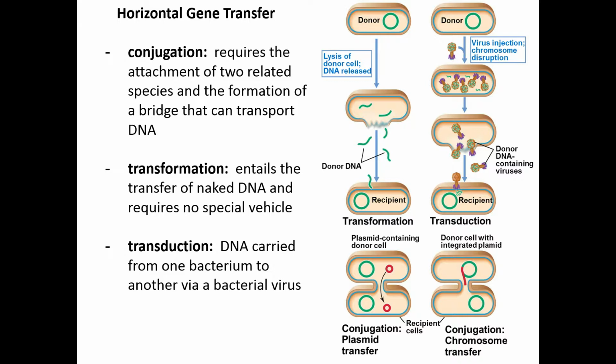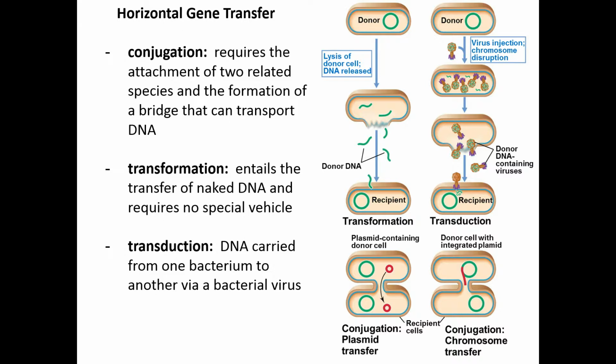You have transformation. Transformation is basically the uptake of naked DNA from the environment. All right, so bacterial cells just take up naked DNA into the host cell, and that naked DNA can incorporate itself through homologous recombination into the bacterial chromosome.